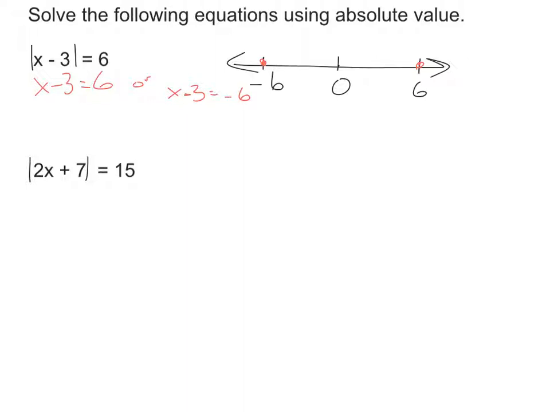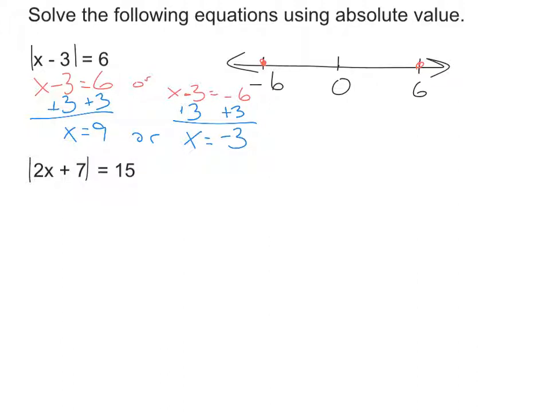So basically, let's just solve these now, because I can certainly get x alone. On the left side, I'll add 3 to both sides, and we get x is equal to 9. The other one, I have to do the exact same thing. I have to add 3, and I get x is equal to negative 3. So we have two solutions. x could be 9 or negative 3.